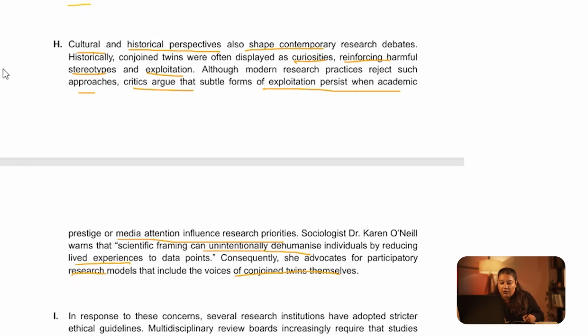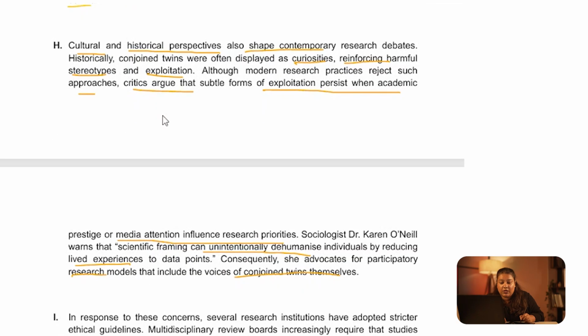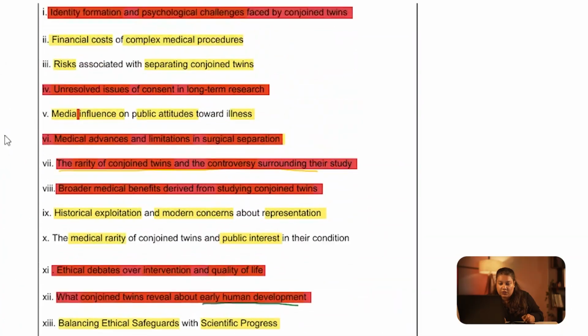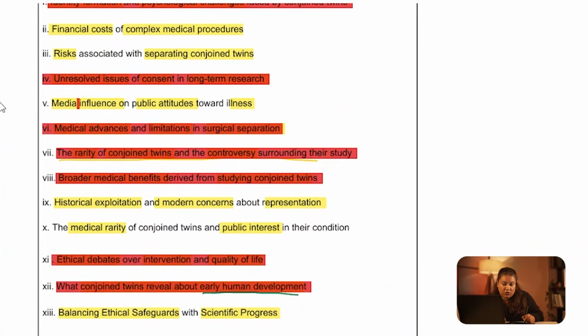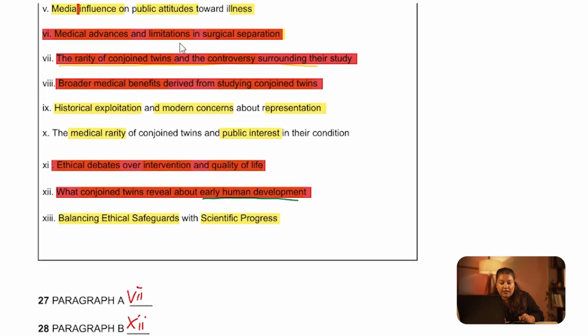Right. So it does talk about the exploitation. That's one word that is repetitive, but it also says how it is very subtle, that even when academic prestige or media influence is there in the research priority, it does have a subtle exploitation. So we look at the options. Financial cost, no. Risks associated, we do not have anything talking about it. Media influence on public attitude towards illness. So we do not have anything talking about illness and public attitude.